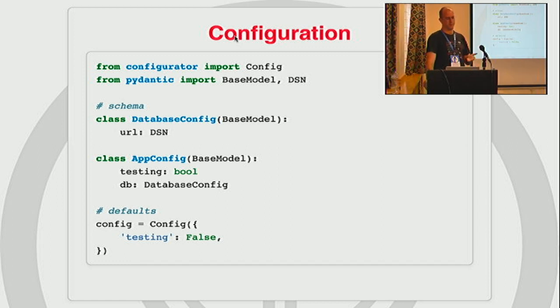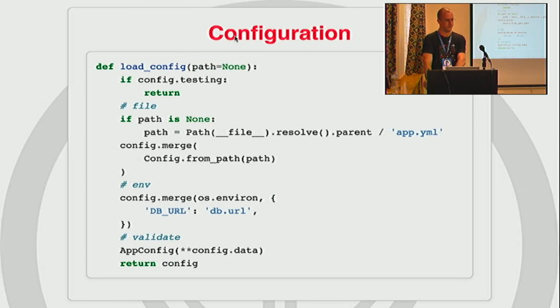My configuration is very simple. I have a database and I have whether or not I'm testing. And the database is just a URL. So I need to load that configuration up. Well, I write a function that loads that configuration up. It might come from a path. If I haven't specified a path, it just figures it out and says, okay, I'll get it from something called app.yaml in roughly the same directory as this code came from. And I'll go through and validate it and return the config. So this is what I mean by dependency injection. It's a simple thing that I can reason about on its own.